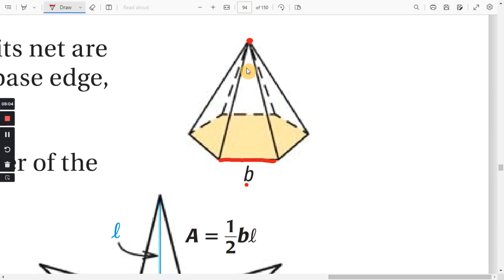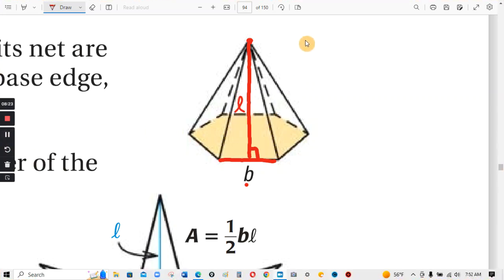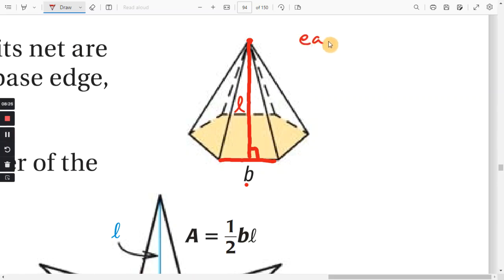Okay, and remember the slant height runs along the side of one of the triangles, right down the center of one of the triangles. So that right there is your slant height, L. So we can find the area of each triangle just like we did in the first example. The area for each triangle is going to be 1/2 base times height. So that's going to be 1/2. The base is lowercase b, and the height h is just L.